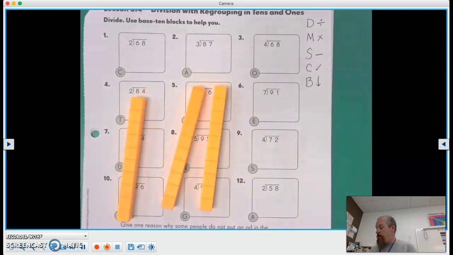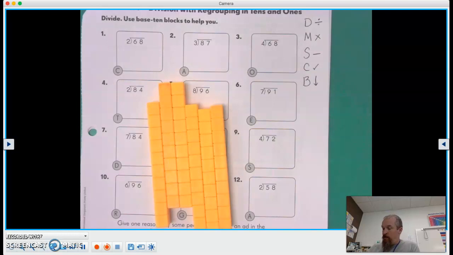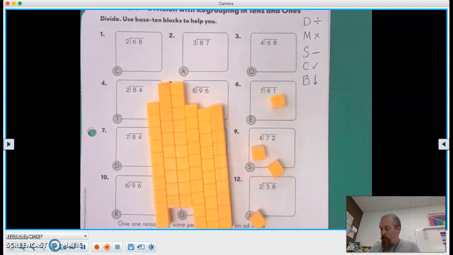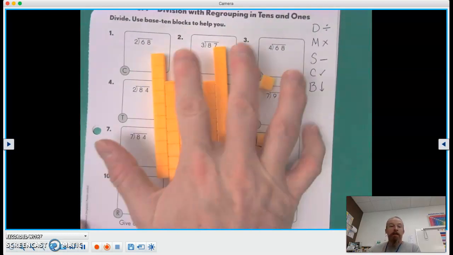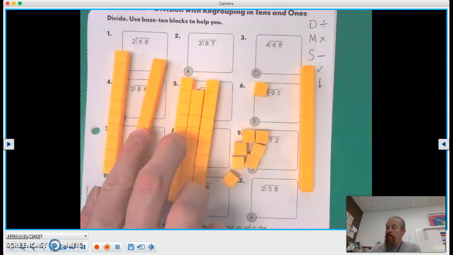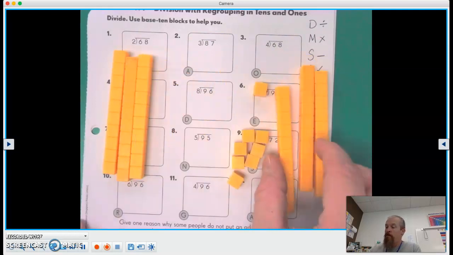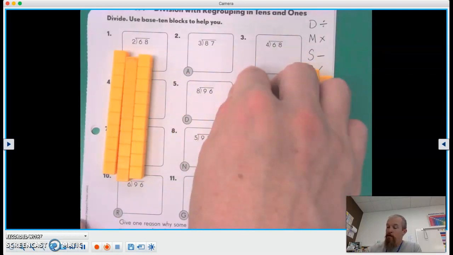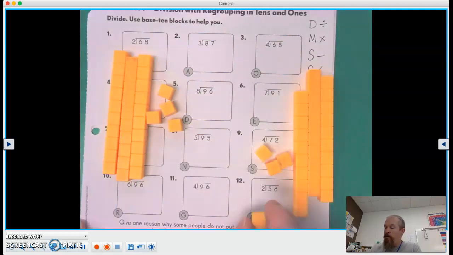So there's 10, 20, 30, 40, 50, 60, and 1, 2, 3, 4, 5, 6, 7, 8. So here's 68 pieces into two piles. So I'm going to put one over here and one over there. Three over there, three over there. We have 3 there, 3 there, 1 there, 1 there.